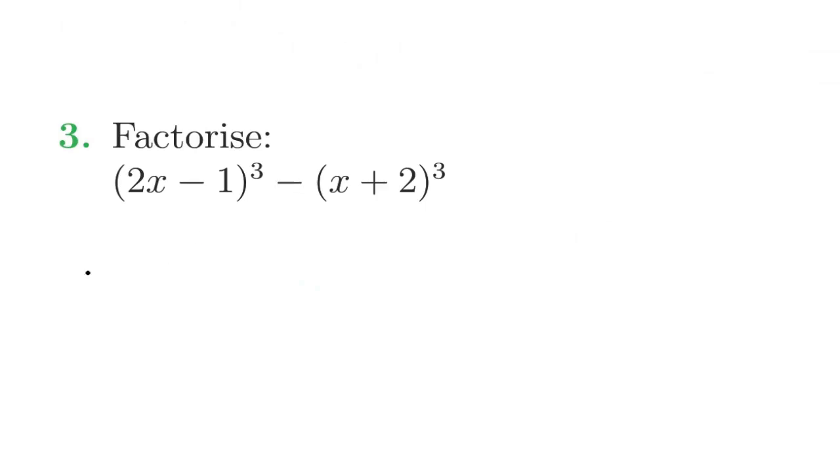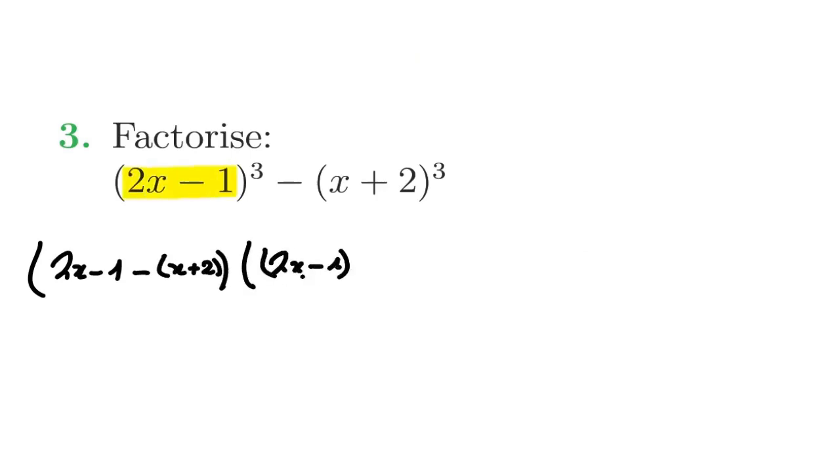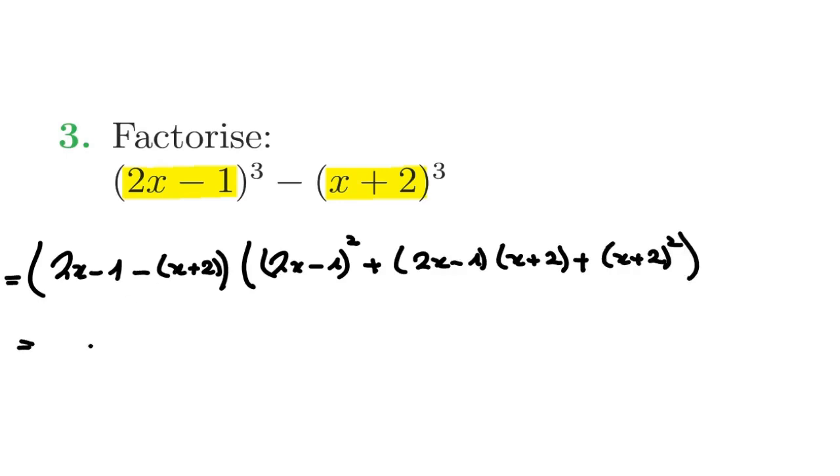There's a minus sign in between. For the first one, let's not put this in parentheses. First minus second. I'll distribute the minus in a moment. That's why I wrote it with parentheses. Times the square of the first, 2x minus 1 squared, plus the product of the first and the second, 2x minus 1 times x plus 2, plus the square of the second, x plus 2 squared. From 2x minus x, we get x. Minus 1 minus 2 makes minus 3.